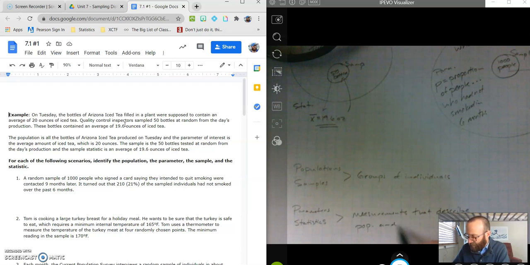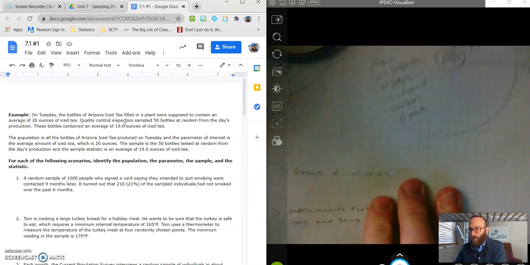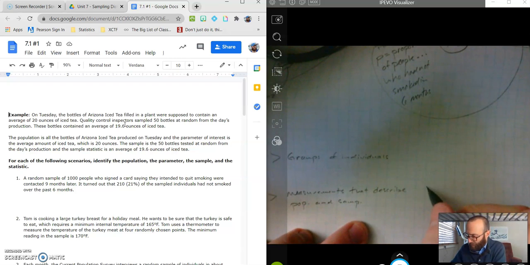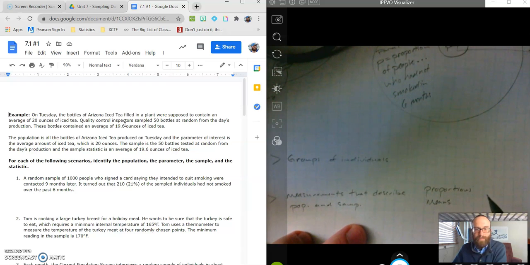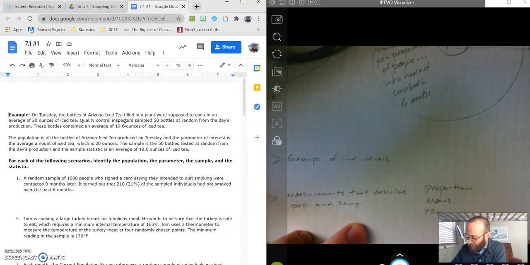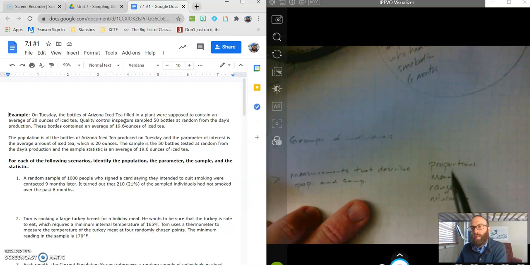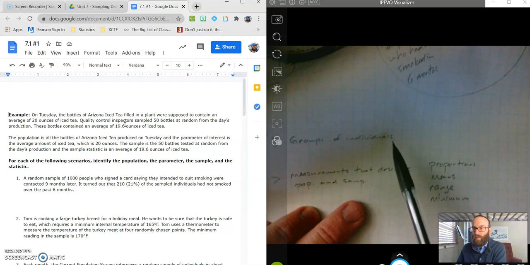population and sample. So you're going to see things for statistics and parameters like proportions, means. I think you saw some in there, range, and one of them's a minimum. These are things that we can measure. They're numerical values that I can find a measurement of that describe the individuals. So they're not anything else. We're not reading into that.